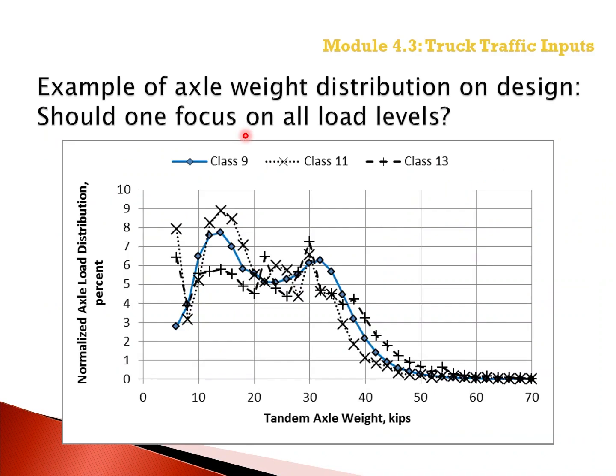Now let's look at an example of an axle load distribution impact on design. So the question is, in looking at the normalized axle load spectra for the tandem axle weight interval for a class 9, 11, and then class 13. The axle load distribution for truck classes 4 through 13 have a large number of inputs when considering the axle load, axle type, and different truck classes.